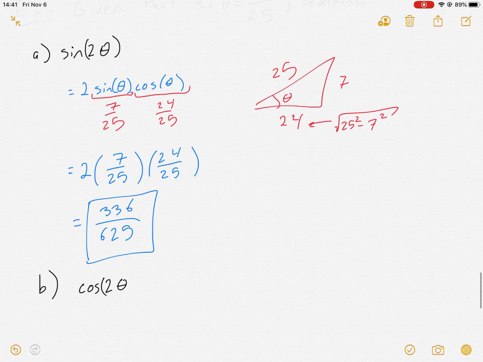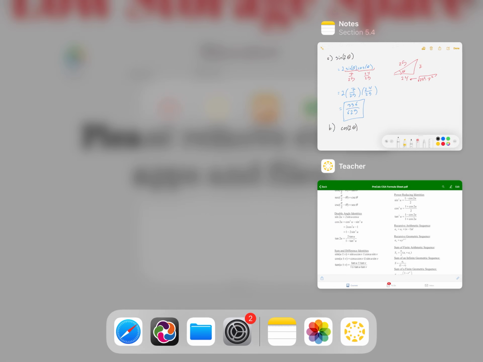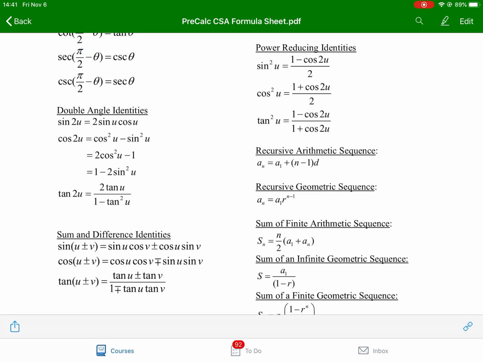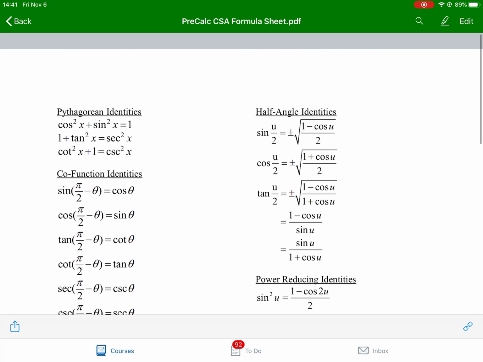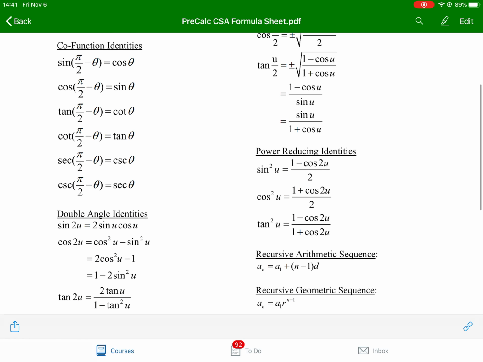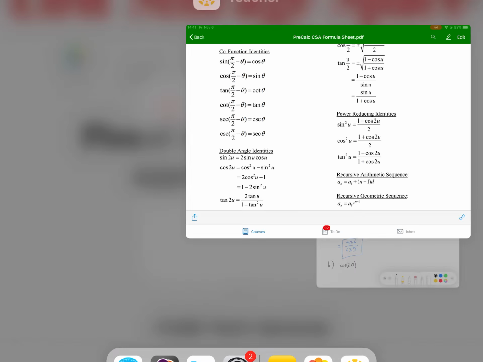Now cosine's a little bit weird if you look at the formulas. There's 3 alternate versions. Cosine squared minus sine squared, and then there's 2 cosine squared minus 1, or 1 minus 2 sine squared. The reason that we have a lot of different options for this is that sometimes one might be more useful than the other, although it really doesn't matter too much. The way that these are derived is by using the Pythagorean identity. If you use cosine squared plus sine squared equals 1, you can get those alternate versions.